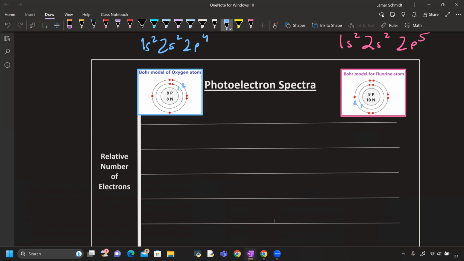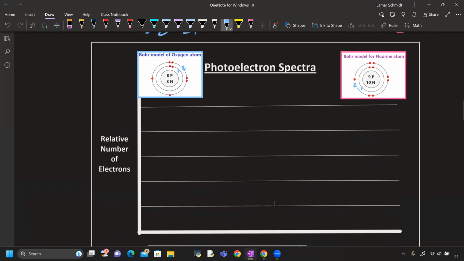When we talk about atomic radii, we're going to see that there is a slight difference, but we're going to be able to explain it from this PES, the photoelectron spectrum that we're about to show. So let's go ahead and take a look at that.